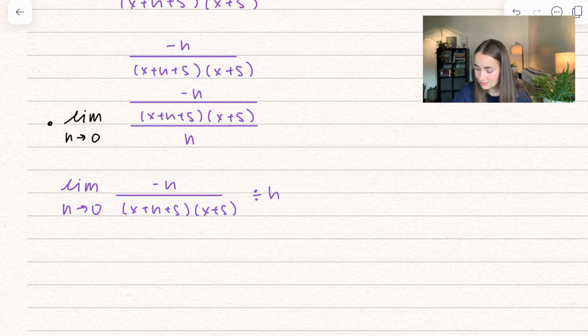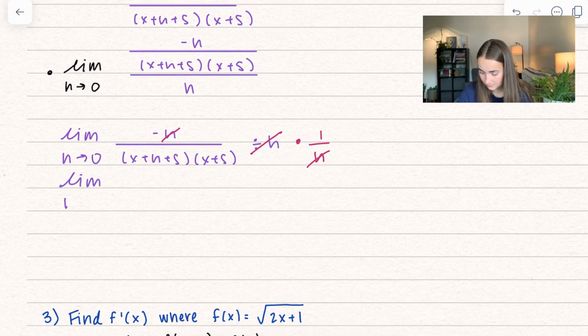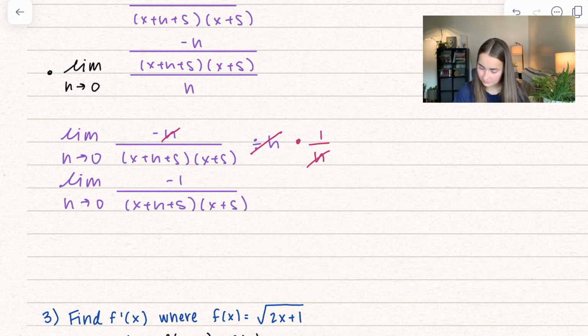But remember, when we divide by h, we can multiply by the reciprocal. So this becomes 1 over h. And this is how we get rid of that issue, because that h divides out. And so now I'm left with a limit. And now I can go ahead and use direct substitution.